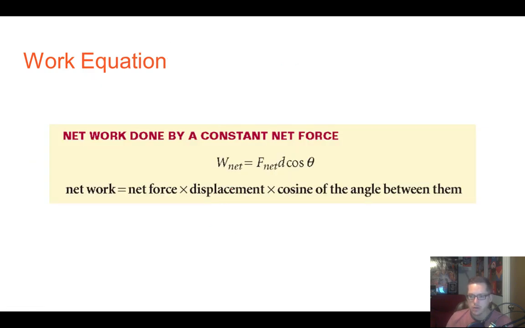So here's our big overarching work equation: work equals the net force times the distance times cosine theta, where theta is the angle between the displacement and the force.